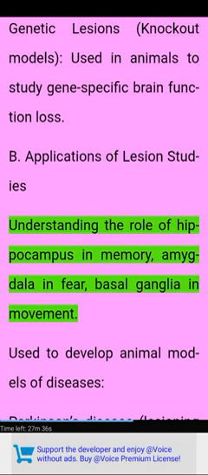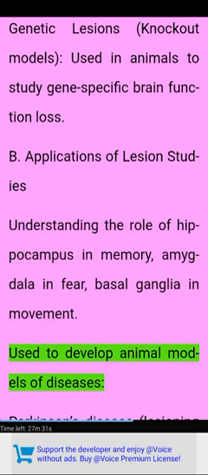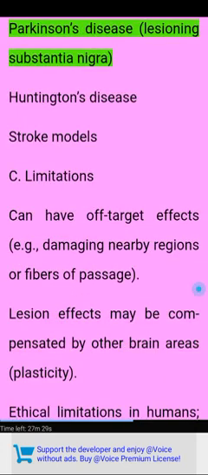Understanding the role of the hippocampus in memory, the amygdala in fear, and the basal ganglia in movement. Used to develop animal models of diseases: Parkinson's disease, lesioning the substantia nigra; Huntington's disease; stroke models.